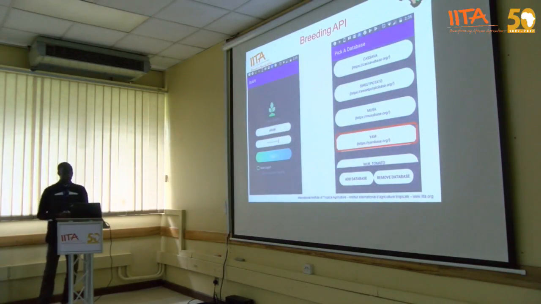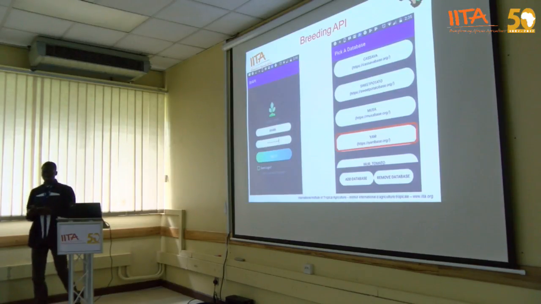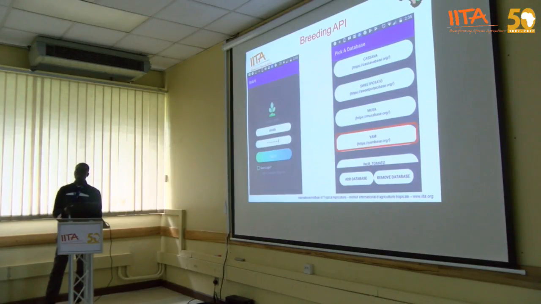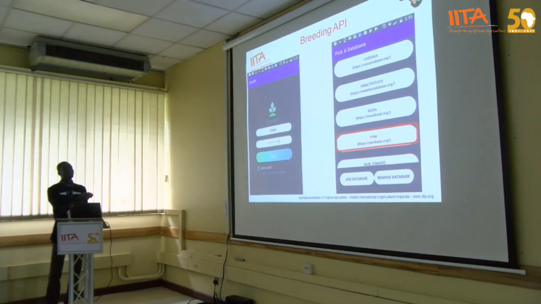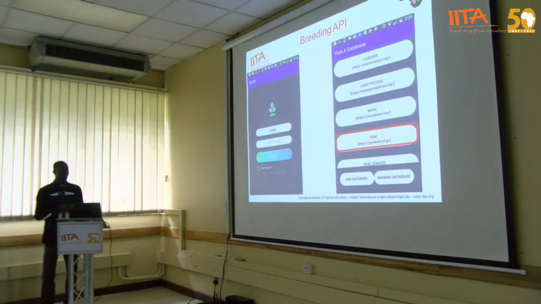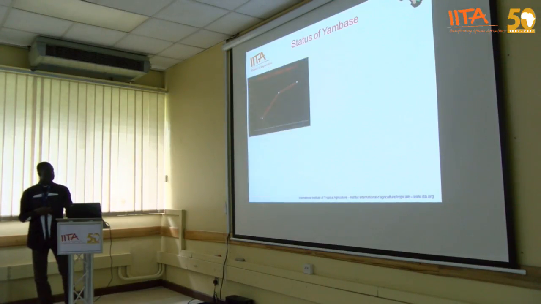So here we have one Breeding API, the BrAPI initiative, which is one of the data repositories, and we have a lot of databases there. If you have access, you can just log in to the BrAPI and search for different databases. Here is the YAMBASE we have, and then we have cassava, but since it is the YAMBASE that is really interesting, it is where we focus.